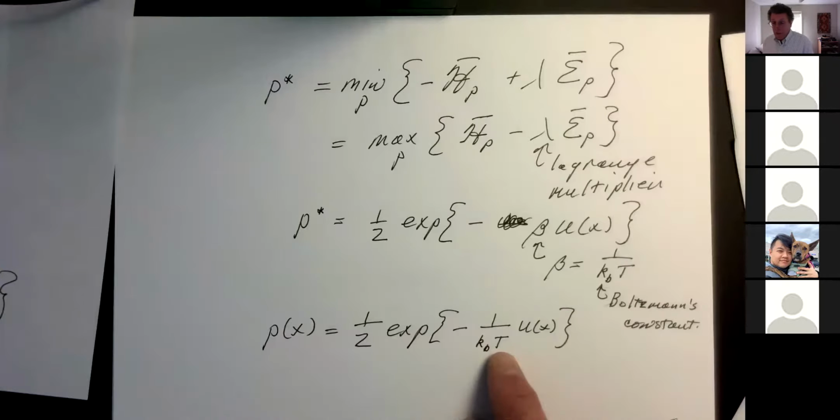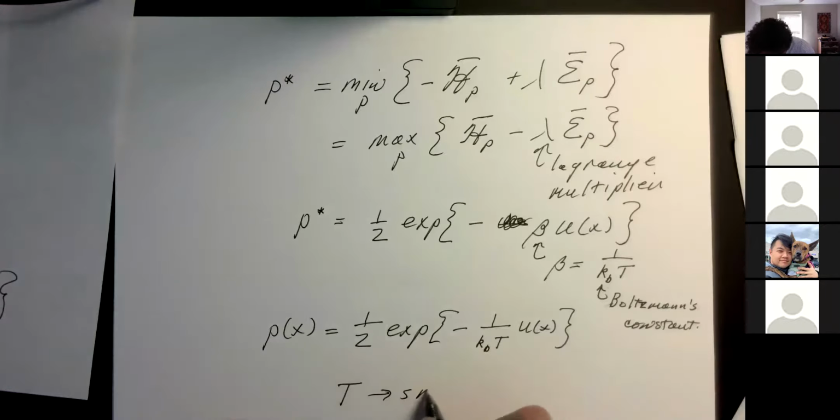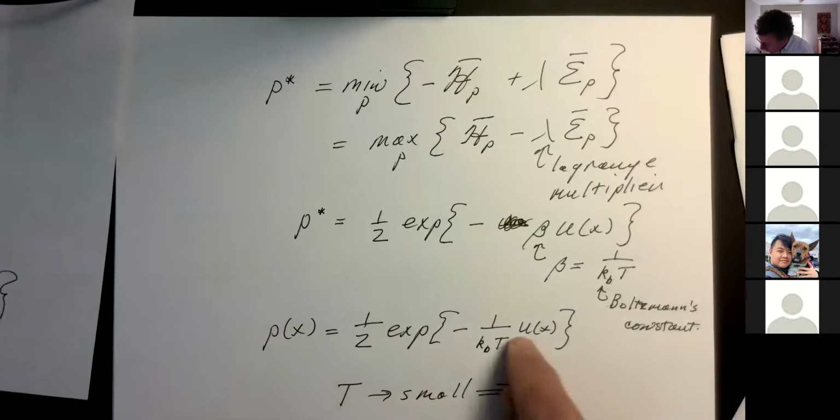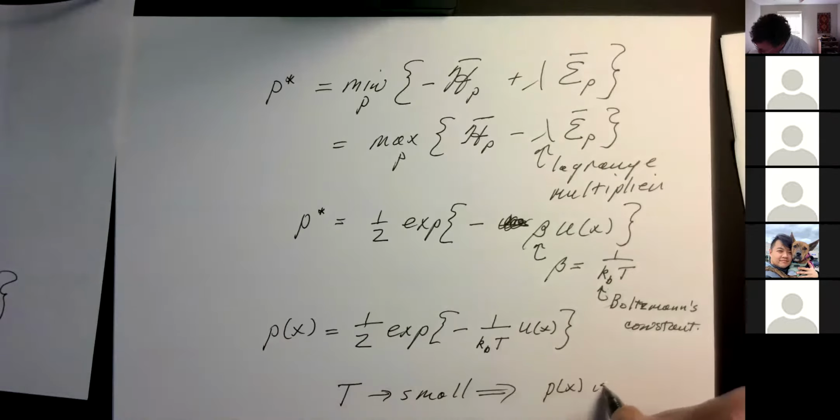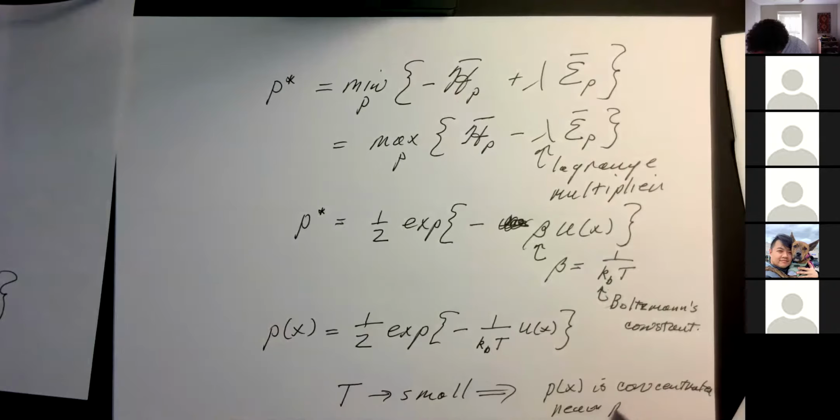Now, as you change T, you get different solutions. If T is small, then the probability of X is concentrated near the peak of P of X, okay? If T is large, then it's like P of X equals a constant. It's uniformly distributed over all the states.